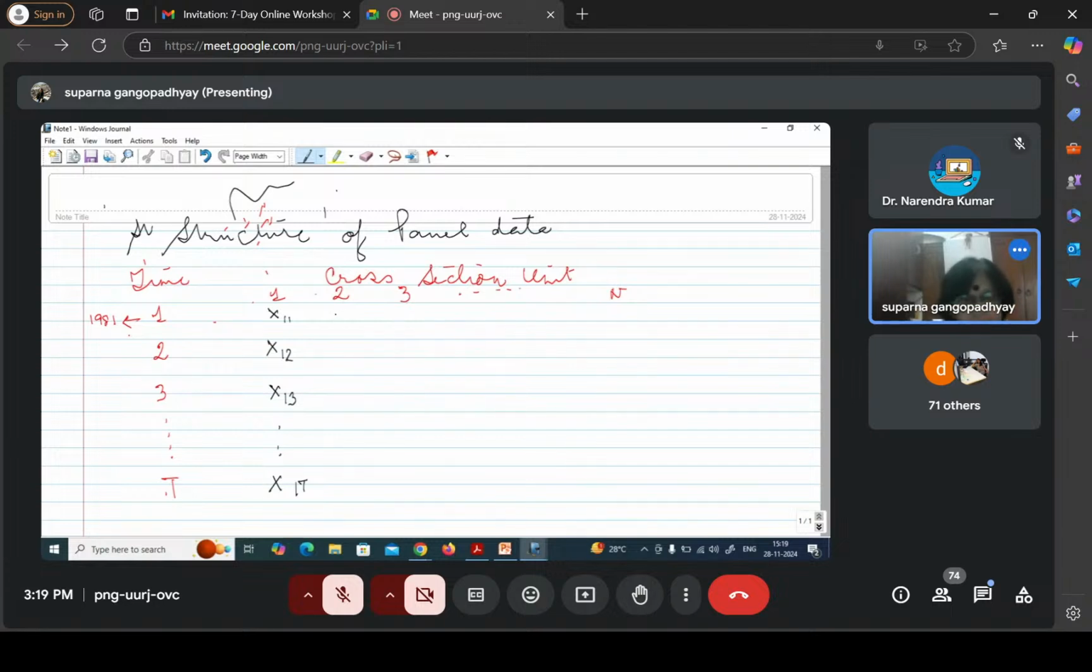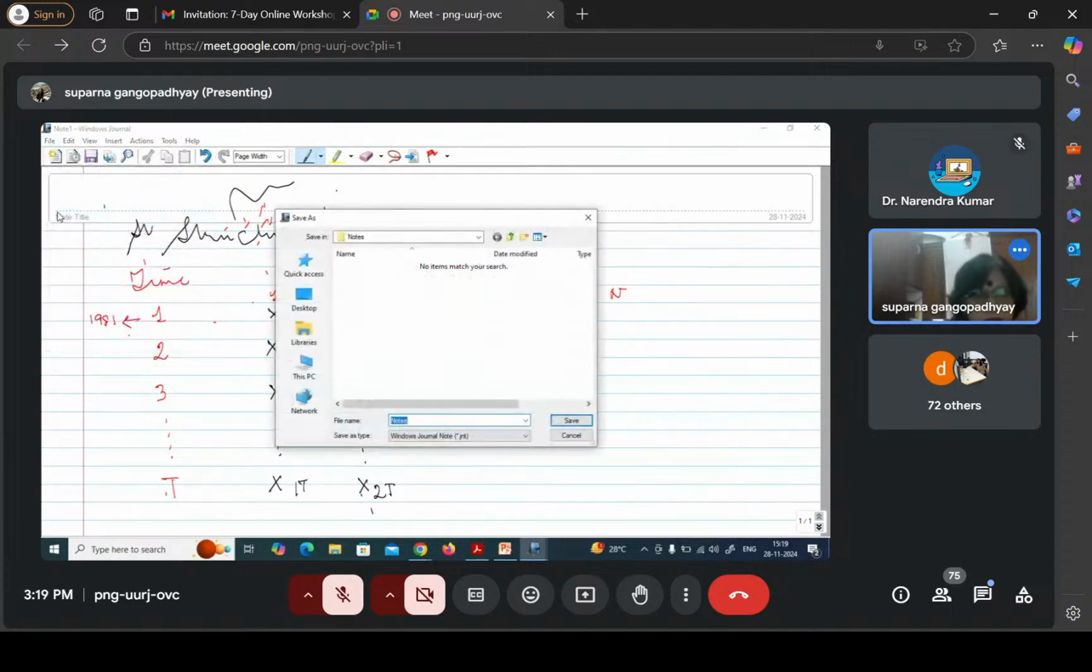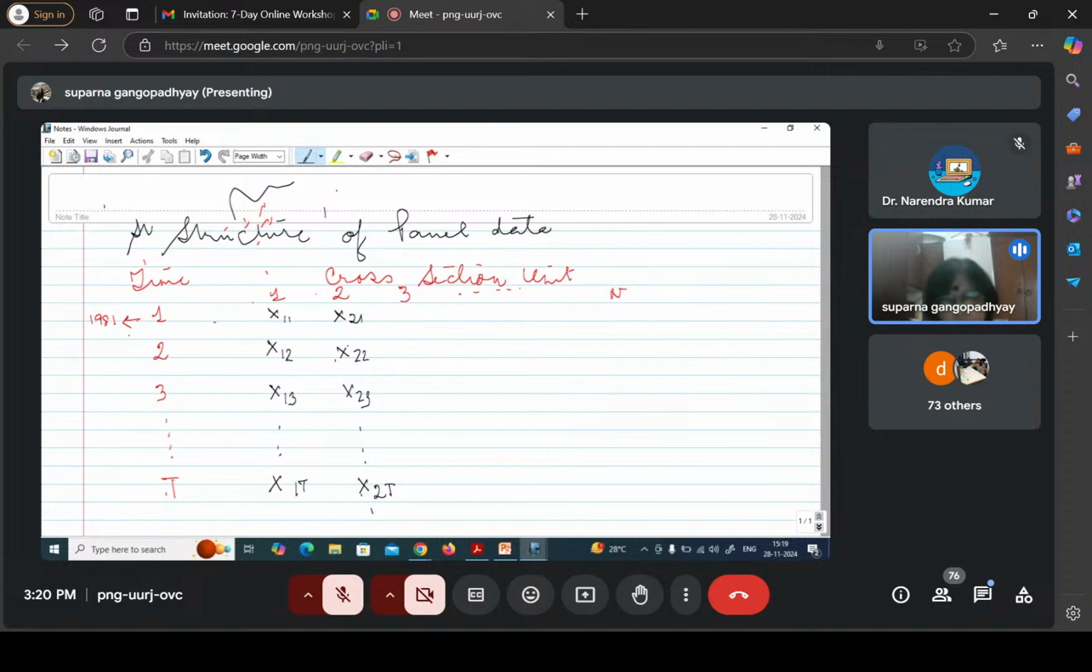Then what will be the next unit? I mean, Bihar, say this is x21. This is x22. These are the values. This is x23. What is this? This is x2T. Right? Just a minute. Let me save the note first. Okay, fine. So finally, this will be for, say, UP, x31, x32. So this is the data matrix, x3T. And next, what will be this? xn1 to xnT.